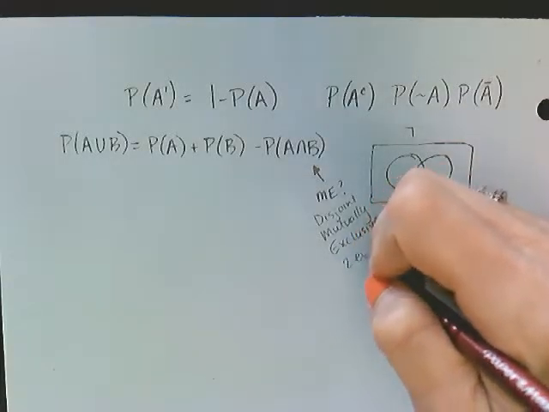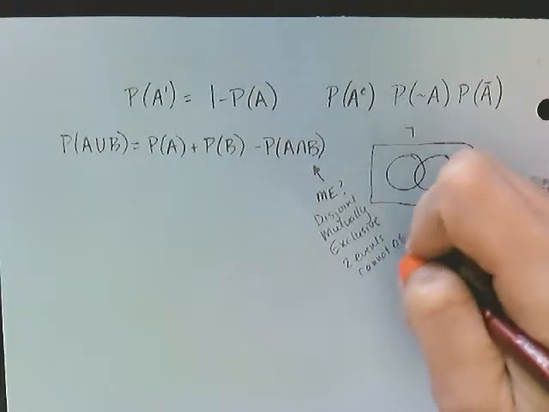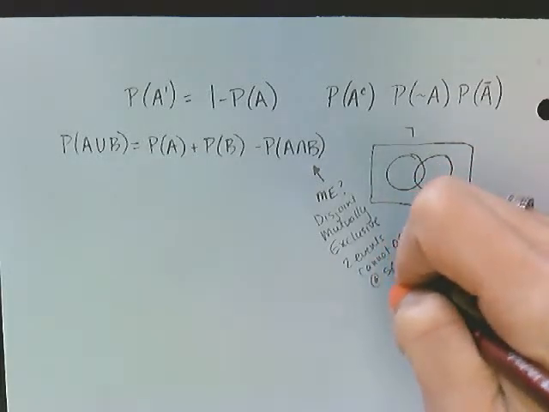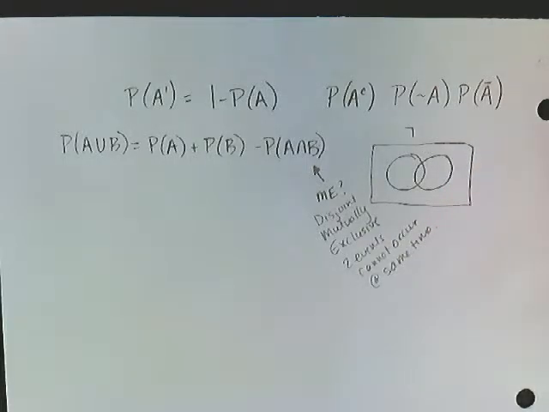So two events cannot occur at the same time. Okay, are we okay with that kind of formula?